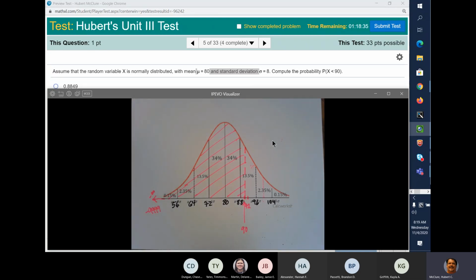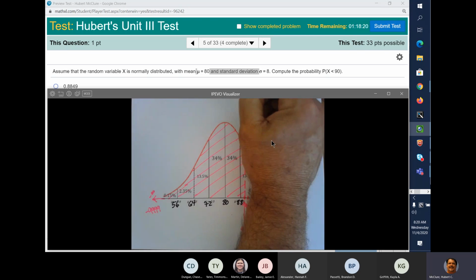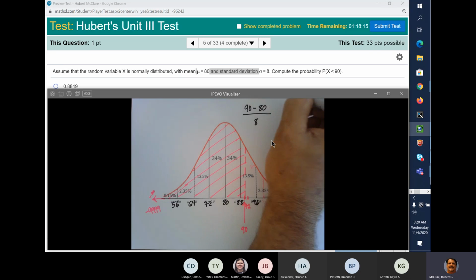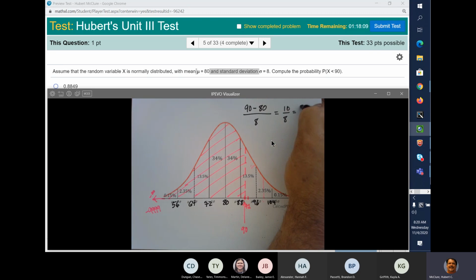So if you have a newer calculator, you don't have to type in that much. I mean, you have to type in whatever they give you. If you've got an older calculator, you've got to turn 90 into a z-score. 90 minus 80 divided by 8. 90 minus 80 is 10. 10 divided by 8 is also 5 over 4. And 4 will go into 5 one time. That'll leave 0, which is 10. 1.5. Somebody check my math.